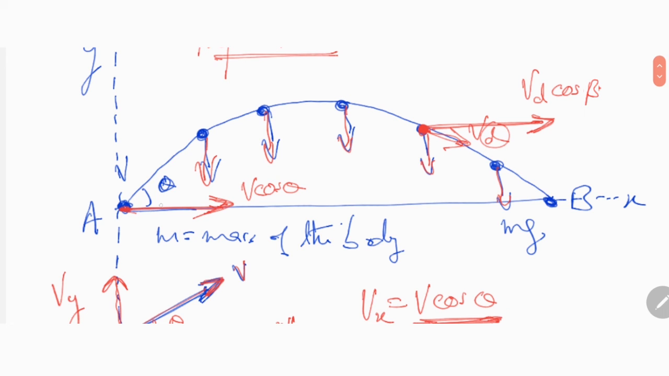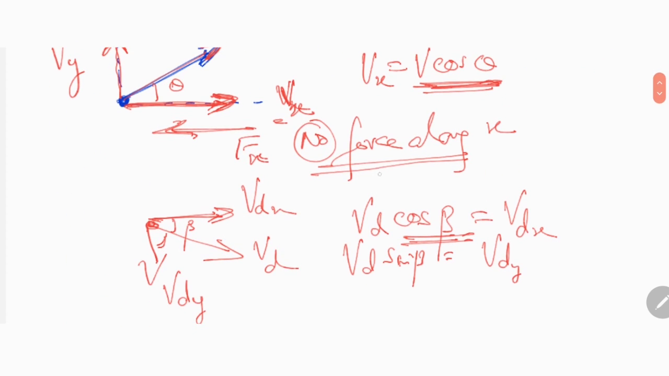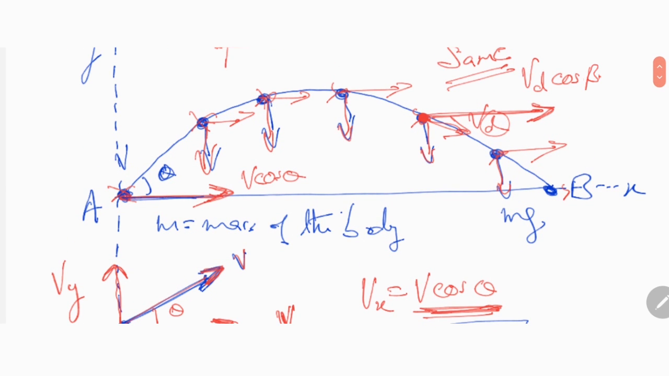Please get this. The velocity of the body at any point, whether it is here or here, if you take the velocity along the x component at any point in the projectile, it will be the same. What is the reason for that? There is no force along the x-axis. Therefore, whatever the initial velocity in the x-axis, that velocity along the x-axis at any point of the projectile will be the same.